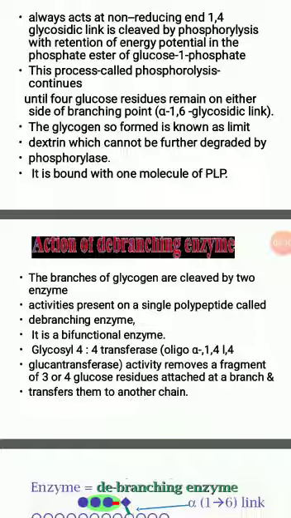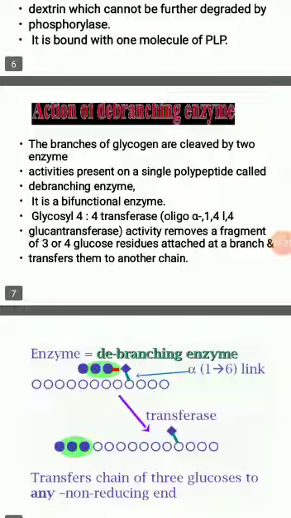In this bifunctional enzyme, the glycosyl transferase activity, that is oligo alpha 1,4 glucan transferase, removes a fragment of 3 to 4 glucose residues attached at a branch and transfers them to another chain. This enzyme helps in removing a fragment of 3 to 4 glucose residues attached at the branch point. You can see in this slide the branch point and how the glucose residues are transferred to another chain.